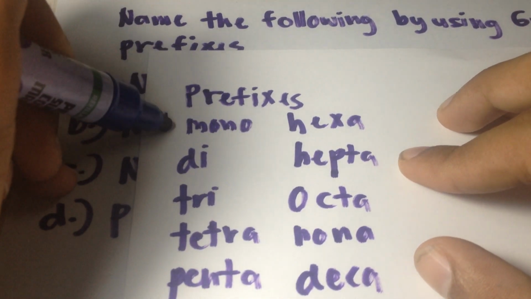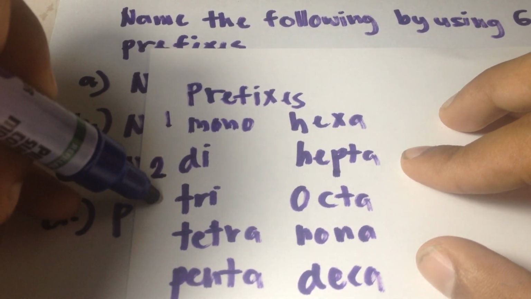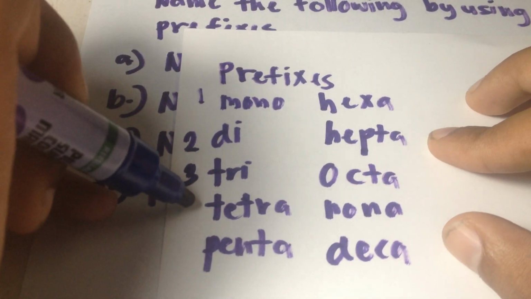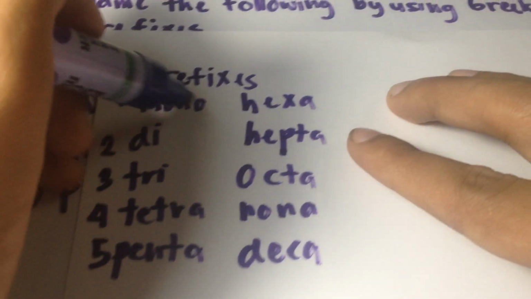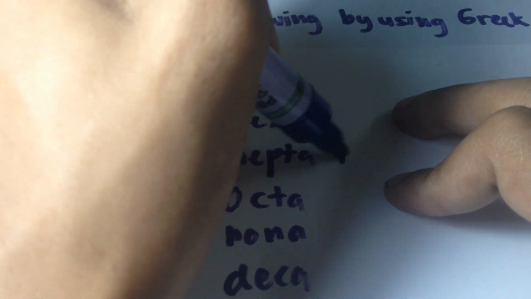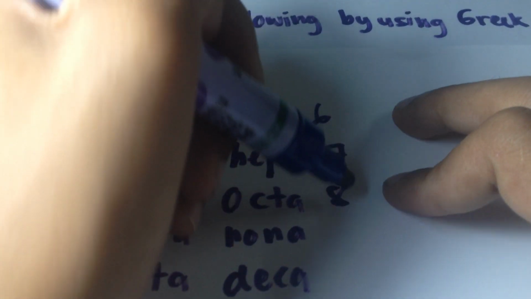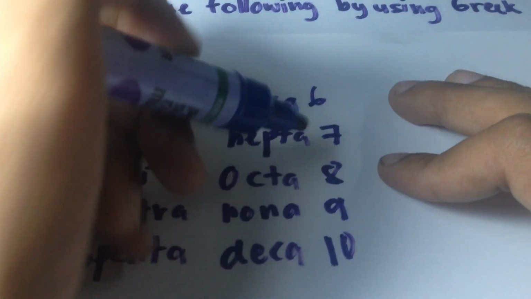Mono means one subscript, di means two subscript, tri means three subscript, tetra means four subscript, penta means 5, hexa means 6, hepta means 7, octa means 8, nona means 9, deca means 10.